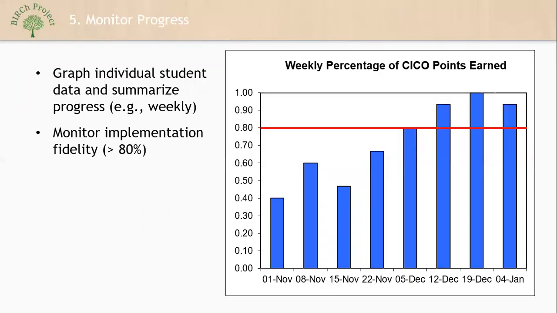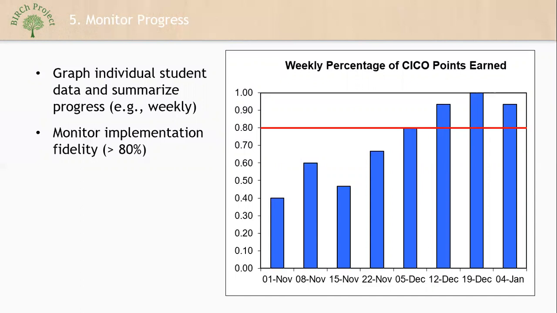After you have implemented the intervention, as part of this process, you are going to monitor student progress. So this graph is just an example of the check-in, check-out points earned by all students in this targeted Tier 2 intervention group. Over time, we would want to see the weekly percentage of check-in, check-out points exceed 80%. So students are meeting essentially 80% of their goals by the end of this intervention.